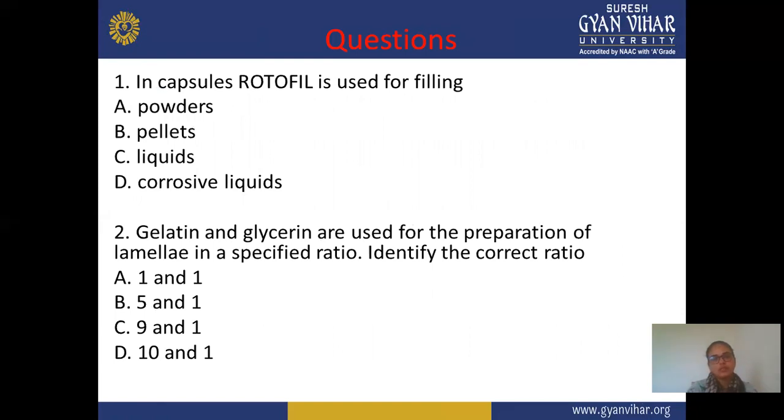In capsule, Rotofill is used to fill in option A bottle, B powder, C liquid, D corrosive liquid. And next, second question, gelatin and glycerin are used for preparation of capsule in a specified ratio. Identify the correct ratio: 1:1, 5:1, 9:1, and 10:1. These are the four ratios for gelatin and glycerin.